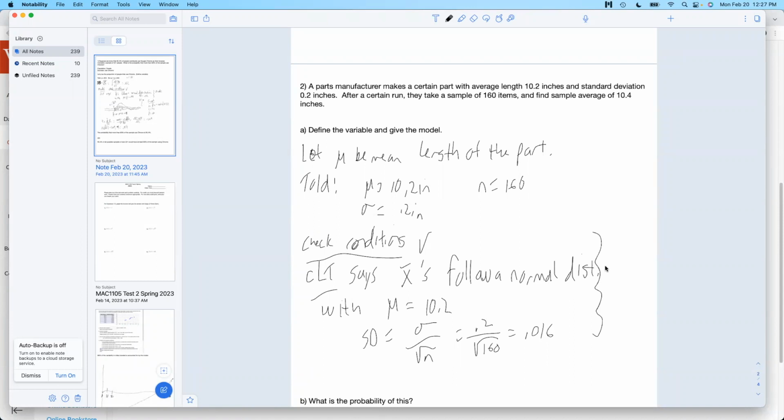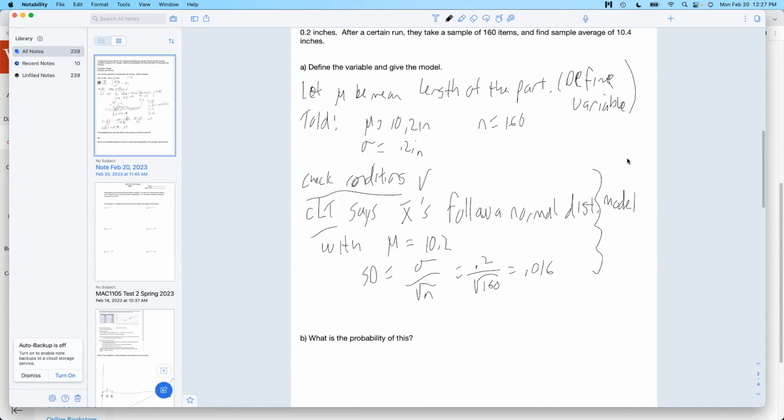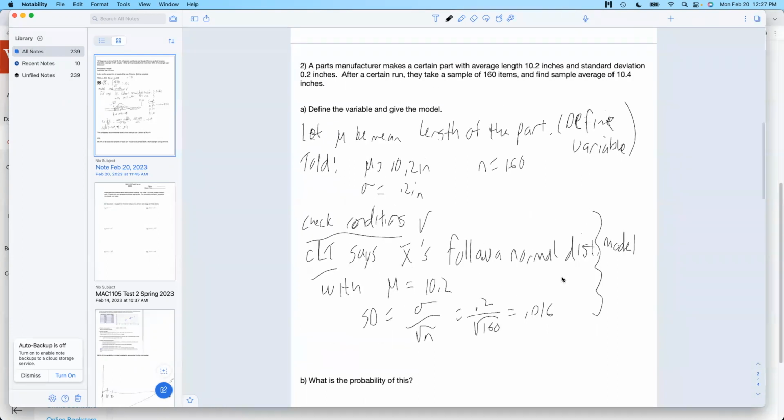So all of this here, when I ask for the model, you'd have to write all of that. Define your variable. That's what this is. That's naming the model, giving the mean and the standard deviation. Notice that it's not the population standard deviation. I'm not talking about individual parts here. I'm talking about samples of parts. Okay, so now let's find the probability that they got the sample they got.